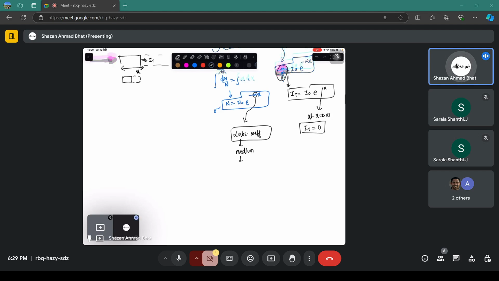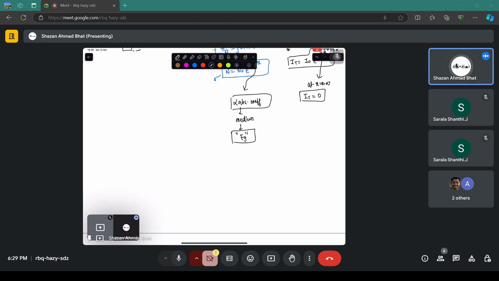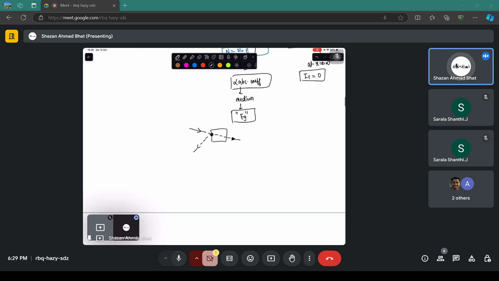And what determines the absorption coefficient is basically the band gap. It is the band gap which allows the photons to get absorbed or transmitted or reflected. Because overall, whenever a beam is hitting a medium, either it can get reflected, or it can get absorbed, or it can get transmitted.